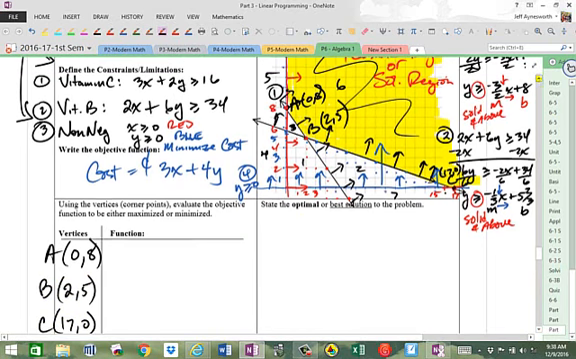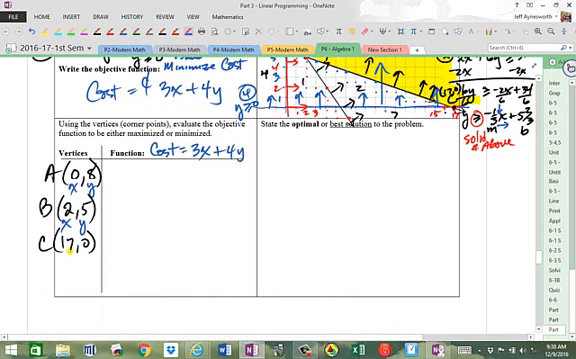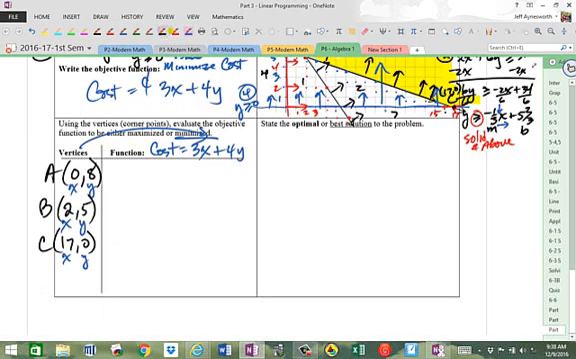All right, we're at this step right now. Using the vertices or corner points, evaluate the objective function. Now you've got to remember on this problem, we are trying to minimize the cost. So the cost is 3 times whatever x is plus 4 times whatever y is. We're going to take these points and substitute them in and minimize the function. You don't want to maximize cost. You don't want a lot of cost. You want a minimum cost.